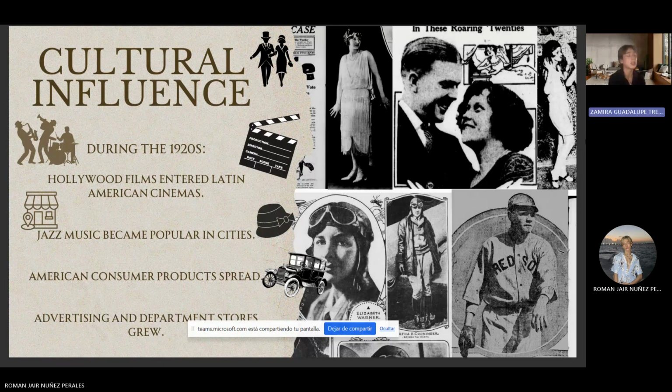As I mentioned, the cultural influence of the United States during the 1920s was mostly through Hollywood movies. So jazz music became more popular in those cities, as did consumer products and advertising. That was a main aspect that stood out in that decade as well.